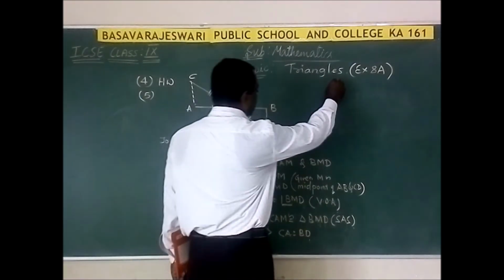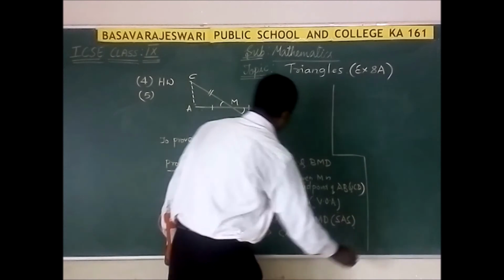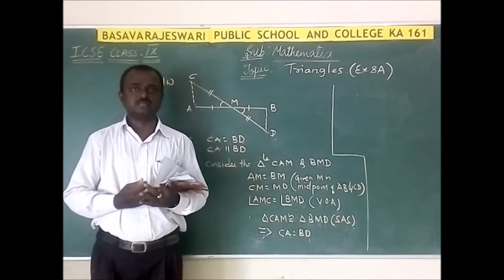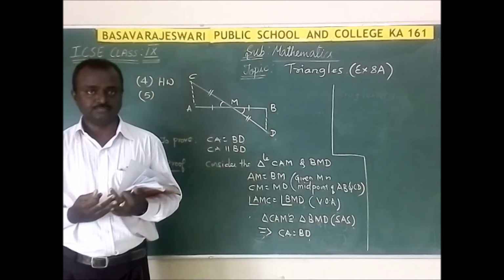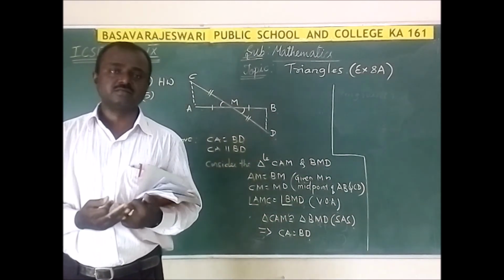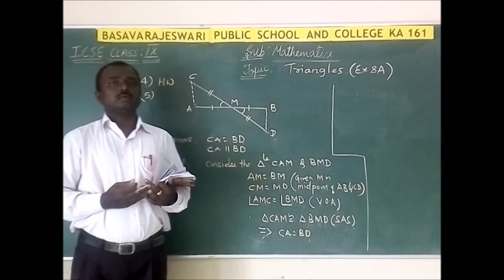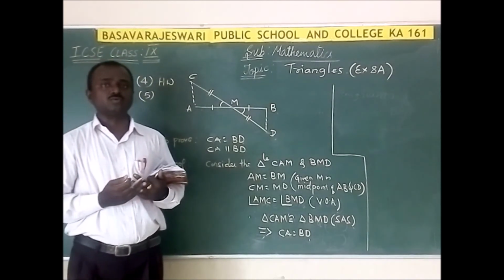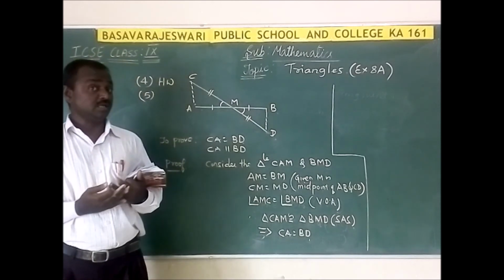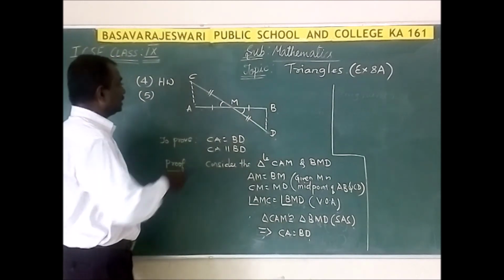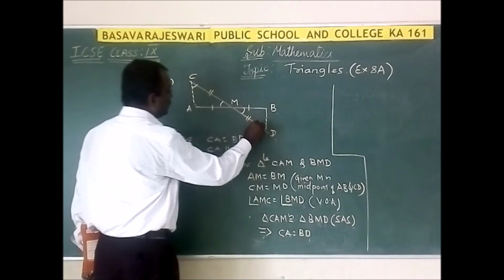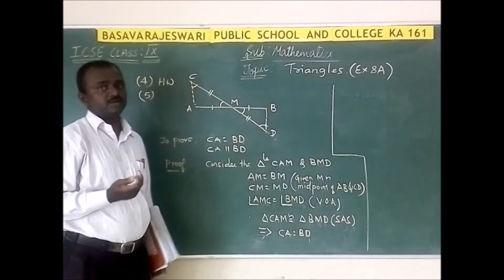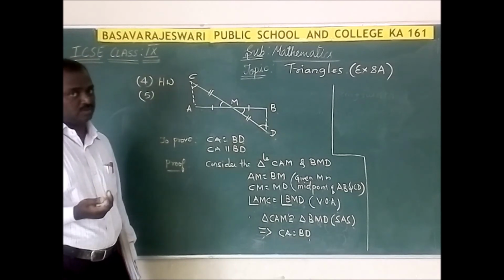So the second part they are asking us to prove is CA parallel to BD. Already you learned in the previous classes what is the condition for parallelism. The condition for parallelism is alternate angles should be equal or corresponding angles should be equal or co-interior angles should be equal. If you observe this figure, alternate angles are equal because already we proved that these two triangles are congruent. Then definitely all the angles are equal to each other.